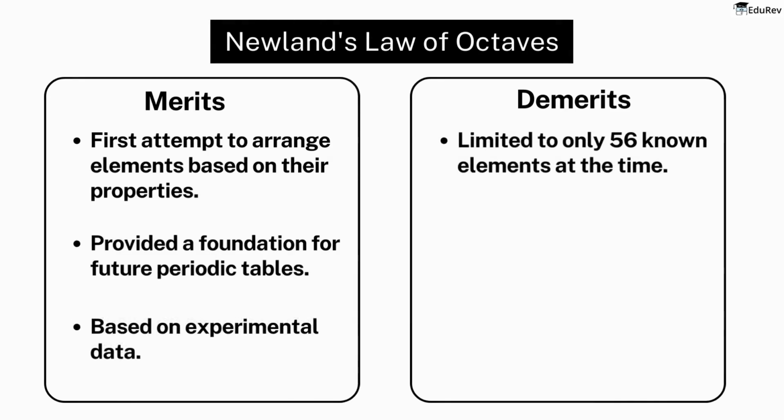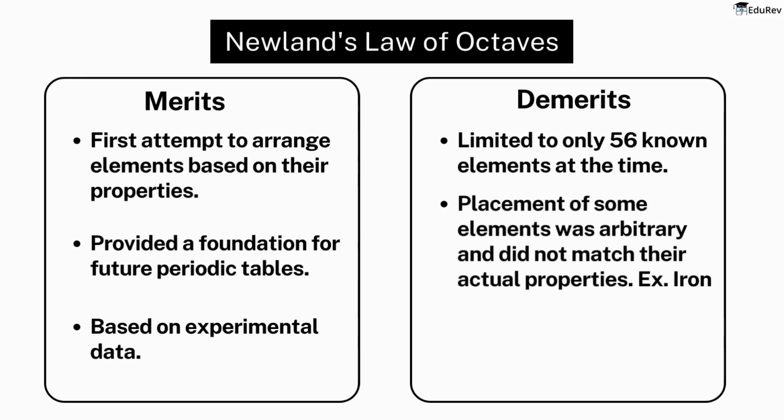One limitation of Newland's law of octaves was that it was limited to only 56 known elements at the time of its development, which was less than half of the total number of elements known today. As a result, the law could not account for the properties of many of the elements that have since been discovered. Another limitation was that the placement of some elements in the periodic table was arbitrary and did not match their actual properties. For example, iron resembles properties of cobalt and nickel, but in Newland's table, iron was placed far away from these elements.